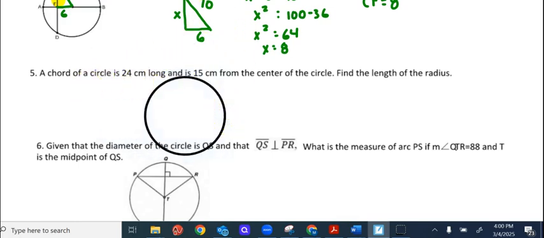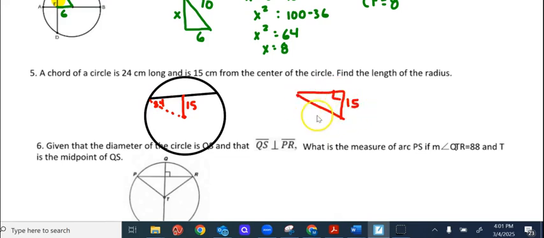Okay, this one says there's a chord that's 24 centimeters. So the chord is 24 centimeters long and is 15 from the center. So again, 15 from the center. Find the length of the radius. Well, we don't know the radius now. I do know it's located here. So there's our triangle. Let's make it a little bigger.